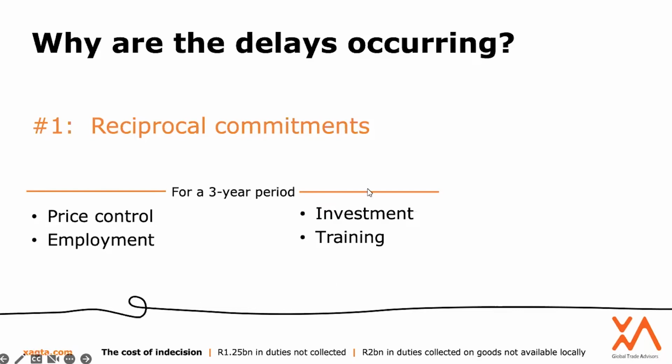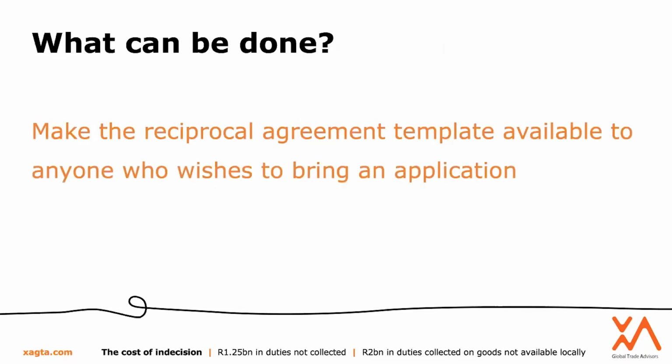I would guess this is part of the delay as companies try to work out how they want to deal with these reciprocal commitments. We don't think reciprocal commitments are going to go away. However, we believe ITAC, DTIC should make available the reciprocal agreement template to anyone who wishes to bring an application. So you should know upfront when you decide if you want to bring the application, if this is something that you are comfortable committing to. If you're not comfortable, you may choose to not bring the application. So we think it's important for you to be fully aware of what you are letting yourself into and then decide accordingly.